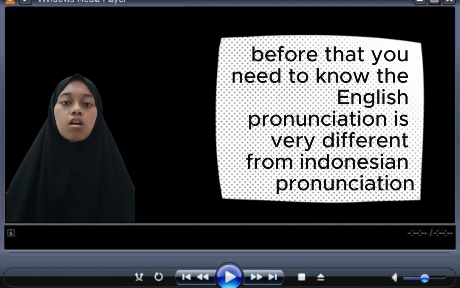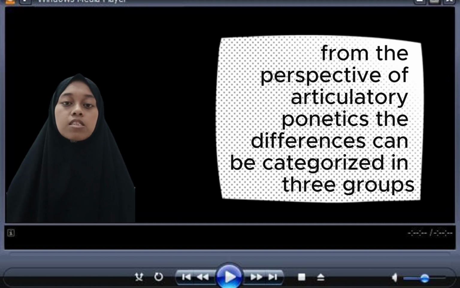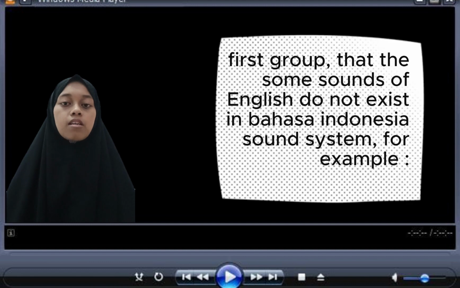Before that, you need to know that English pronunciation is very different from Indonesian pronunciation. The difference can be seen from two perspectives: the perspective of articulatory phonetics and the perspective of acoustic phonetics. From the perspective of articulatory phonetics, the difference can be categorized in three groups. The first group, there are some sounds of English that do not exist in the Bahasa Indonesia sound system. For example, I, a, the.